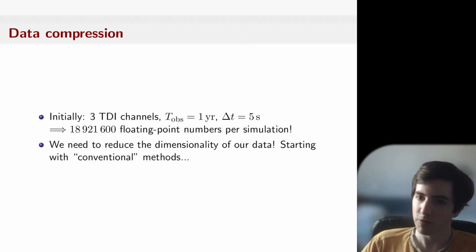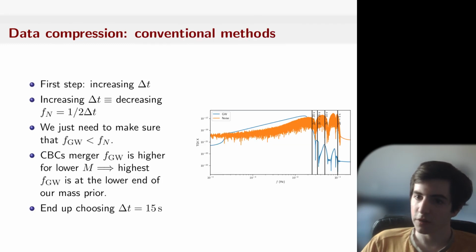We'll start doing so by conventional methods. The first thing we can do is to sample our data less often. Downsampling our data in this way implies that we'll be reducing the Nyquist frequency, or the highest frequency that we'll be sensitive to in the data. But as long as our gravitational wave signals have a frequency lower than this Nyquist frequency, we should be free to downsample.